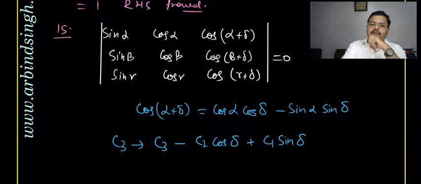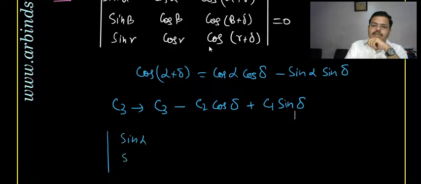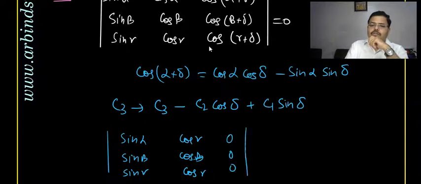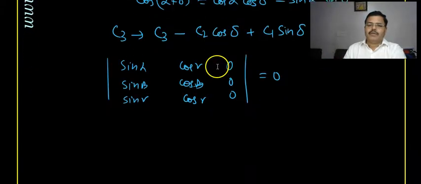Similarly, all the terms in column 3 will be 0, isn't it? So column 3 will be 0, 0, 0, with sine alpha, sine beta, sine gamma and cos alpha, cos beta, cos gamma in the other columns, and hence the answer is 0. Because if any column of a determinant is 0, then the value of the determinant will be 0. I hope you got it.